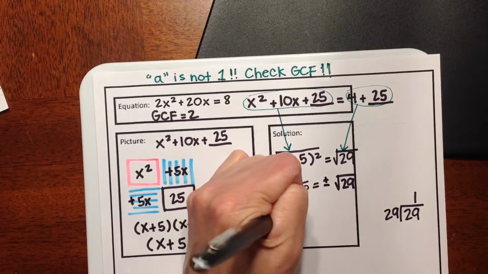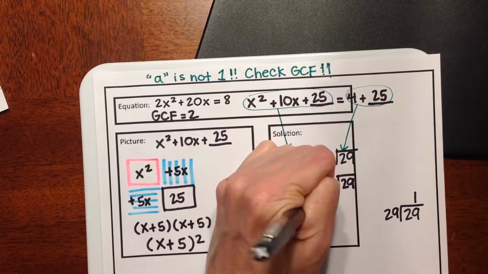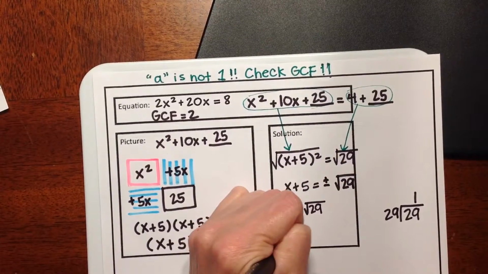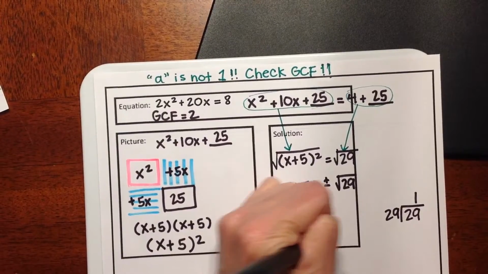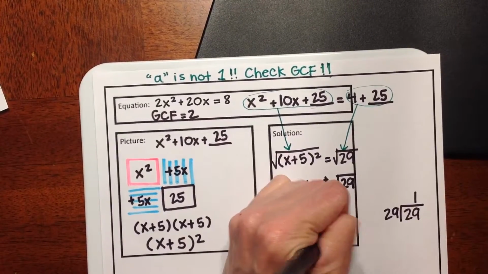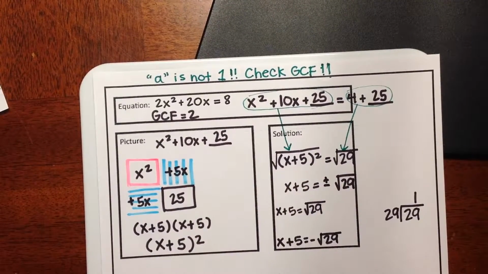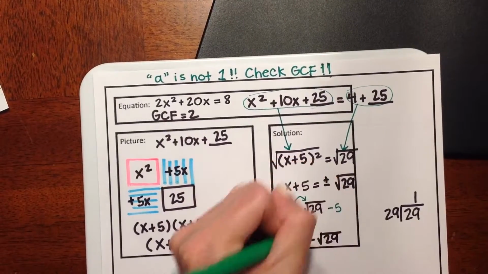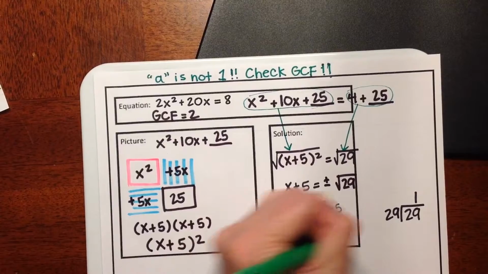So I'm going to have x plus 5 equals the square root of 29. And I'm going to have x plus 5 equals the negative square root of 29. And just like before, we've got to move our positive 5s over, and we're going to change the sign in both equations when we do that.